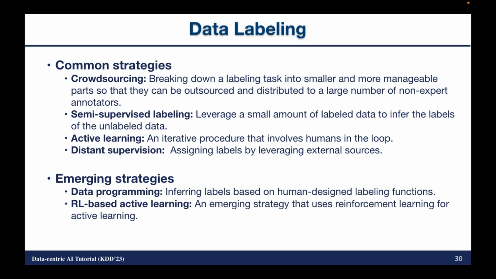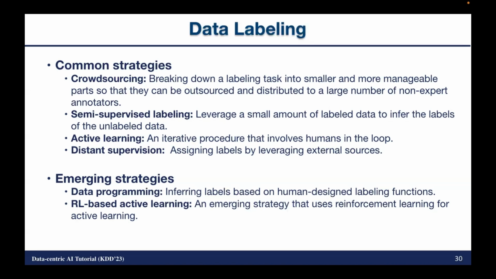And active learning, which is an iterative procedure that involves humans in the loop. In each iteration, first we label some data points, and then make use of this labeled data to train a model. Based on this model, we label another batch of data points. So it is a human-in-the-loop procedure.